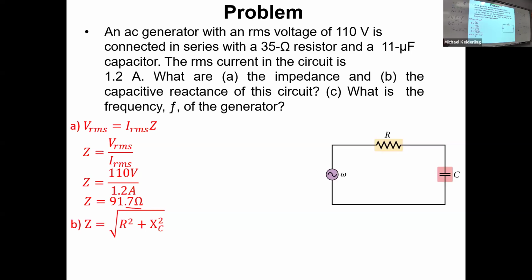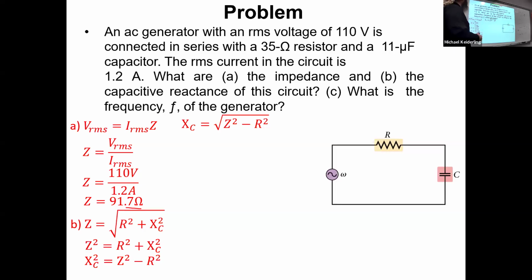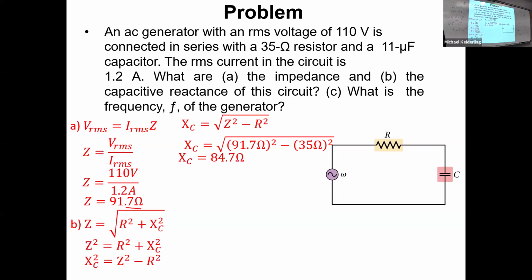That impedance equals the square root of resistance squared plus capacitive reactance squared. So impedance squared equals resistance squared plus capacitive reactance squared. Capacitive reactance squared is going to be impedance squared minus resistance squared. So the capacitive reactance is the square root of impedance squared minus resistance squared. So 91.7 ohms squared minus 35 ohms squared. We get 84.7 ohms for our capacitive reactance.